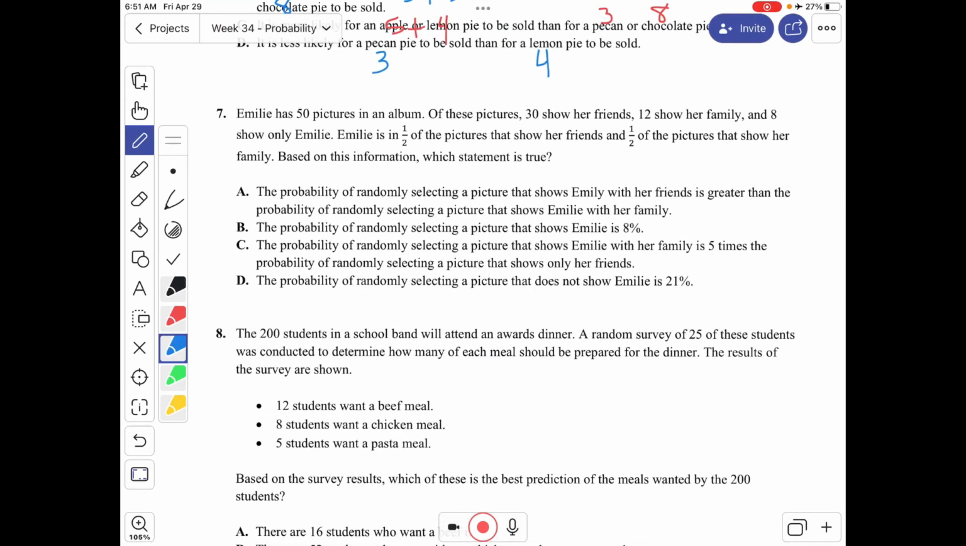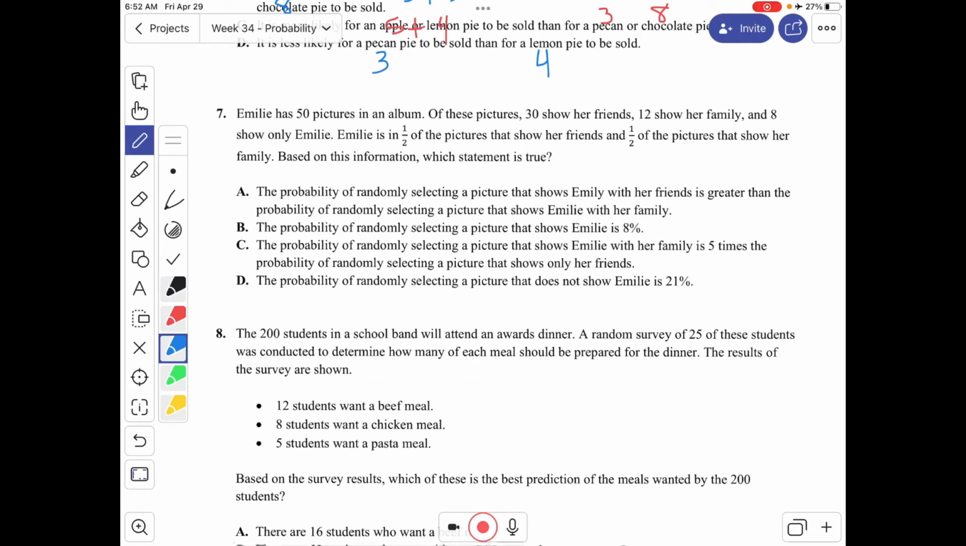Number 7, Emily has 50 pictures in an album. 30 of these pictures show her friends, 12 show her family, and 8 show only Emily. Emily is in half of the pictures that show her friends and half of the pictures that show her family. Based on this information, which statement is true? A says the probability of randomly selecting a picture that shows Emily with her friends is greater than the probability of randomly selecting a picture that shows Emily with her family.